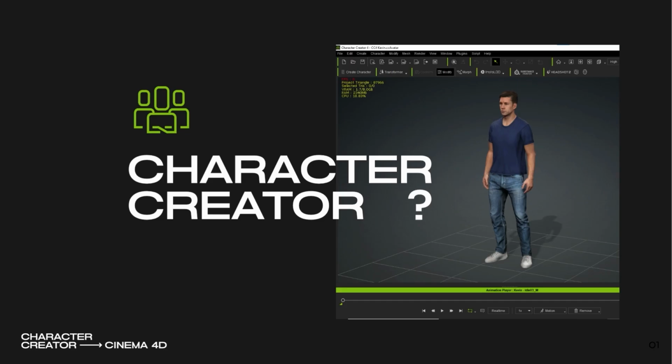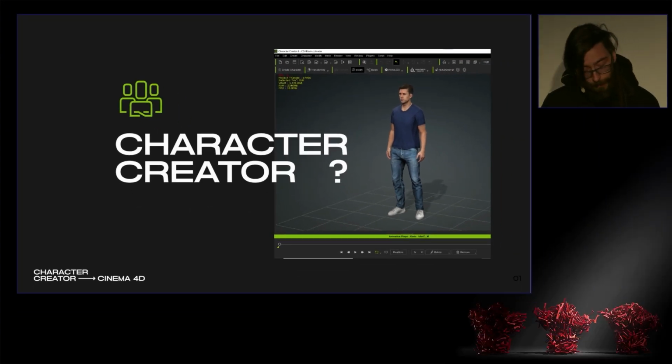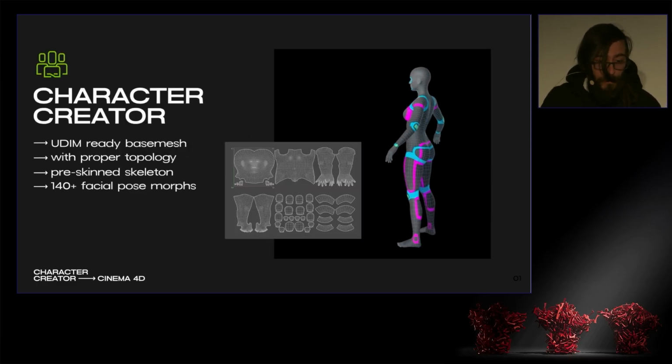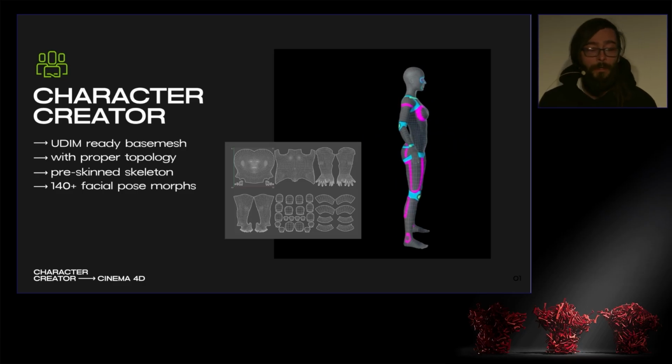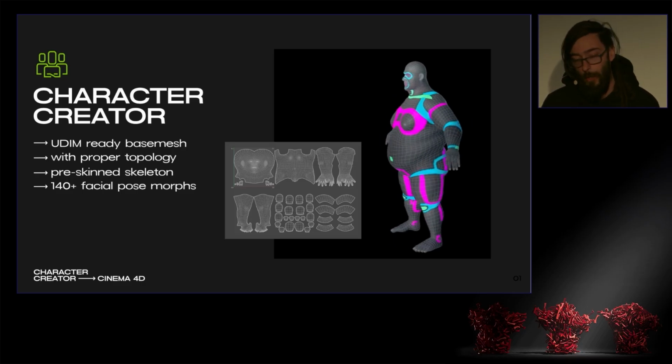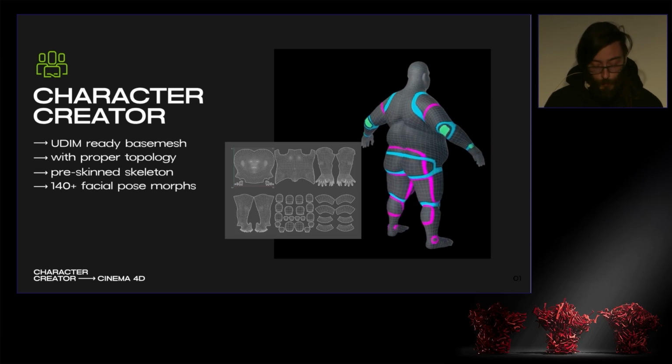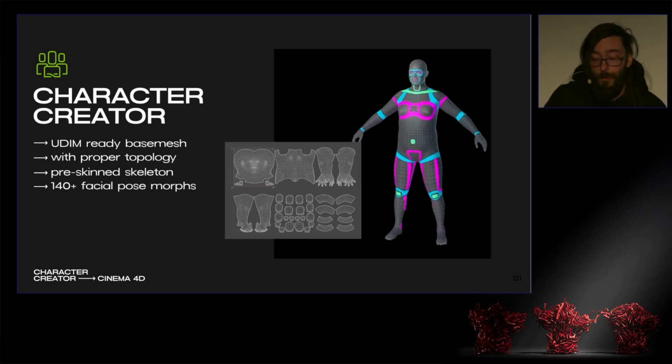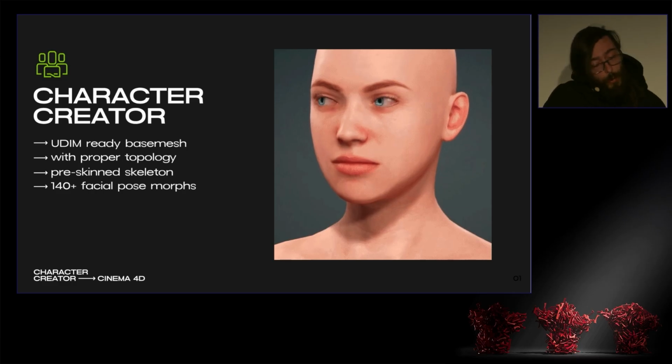What is Character Creator? Character Creator allows basically the quick generation, the import, and the modification of realistic to stylized characters, and to export them as FBX, to Cinema 4D, to Blender, to Unreal, or whatever DCC you like. The major benefit of Character Creator is that you already start with a UDIM-ready base mesh that has a proper topology and that is already skinned to a skeleton. And it also comes with 140 plus facial pose morphs out of the box, which make it animation ready for facial animation out of the box.